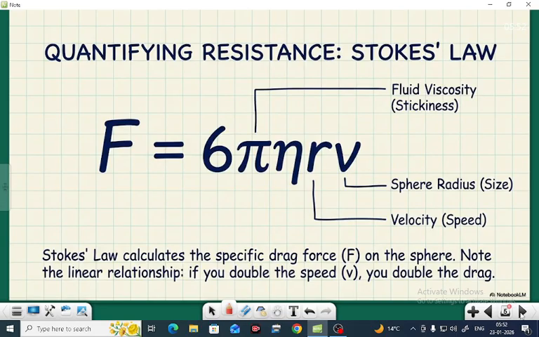Quantifying resistance, Stoke's law. This Stoke's law is given by F equal to 6 pi eta Rp, where you can get that fluid viscosity is eta, the sphere of radius is r, and this is the velocity, right? So Stoke's law calculates the specific drag force on the sphere. Note the linear relationship. If you double the speed, you double the drag. So F is equal to 6 pi eta R v according to Stoke's law.